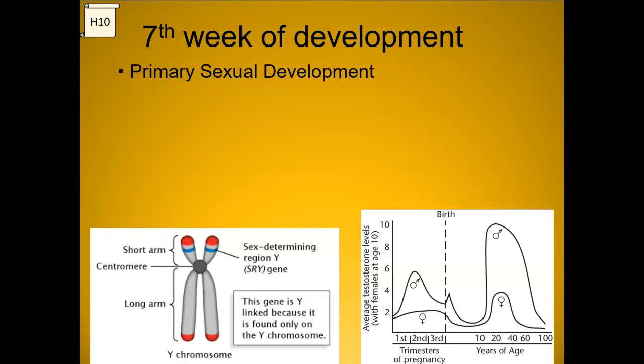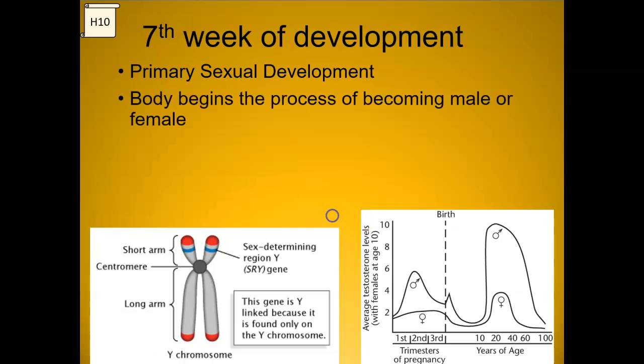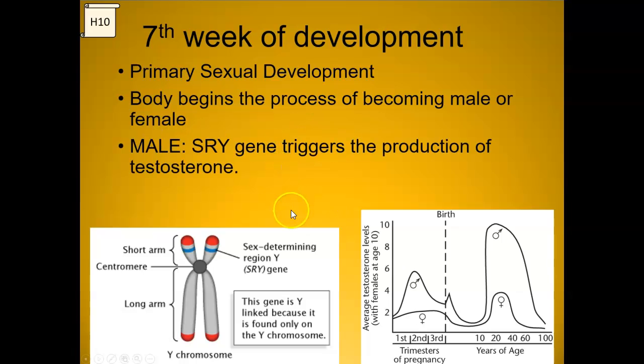All right. So the other thing that we look at is, how did we get to be male or female in the first place? This is what we call primary sexual development, the process of becoming either male or female. This is a result of a gene called the SRY gene, which triggers the production of testosterone very early on in fetal development. So here's our chromosome.